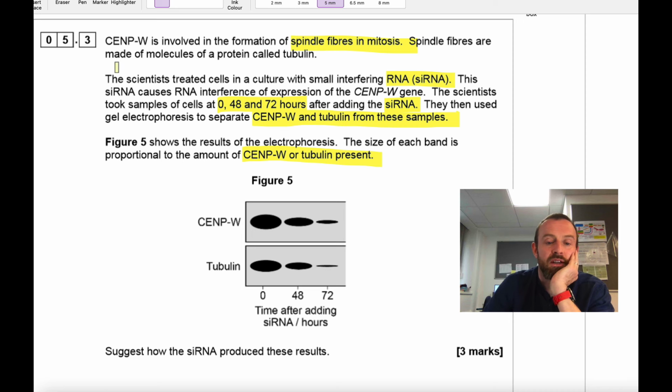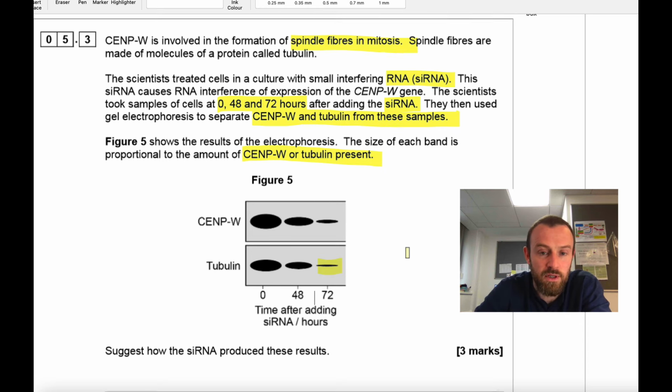Okay, so what I'm noticing is that the amount of SENP decreases pretty consistently to 72 hours. The amount of tubulin decreases pretty consistently to 72 hours, maybe even slightly more reduction than there is SENP, just a little bit. This is a very thin line here. Suggest how the siRNA produces these results.